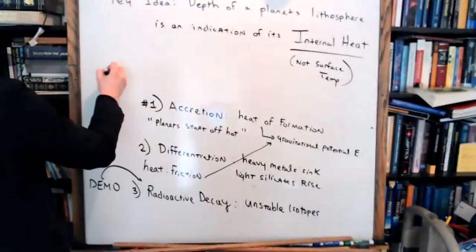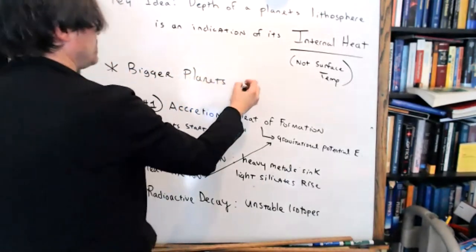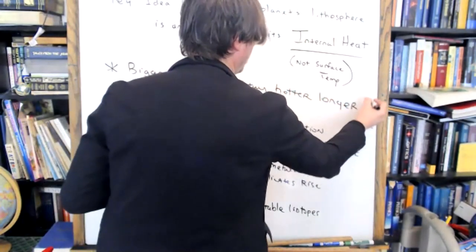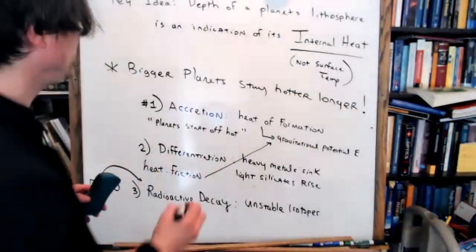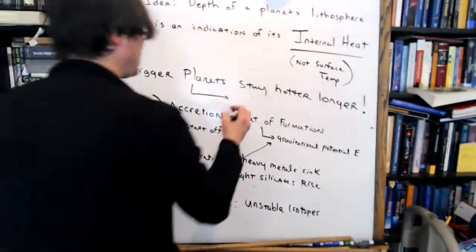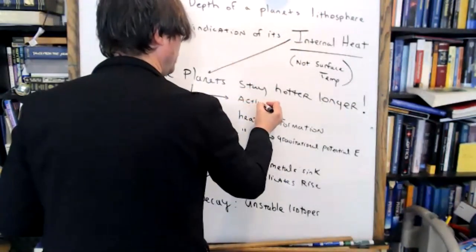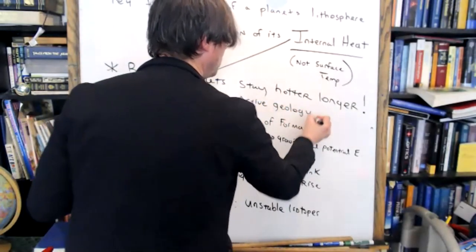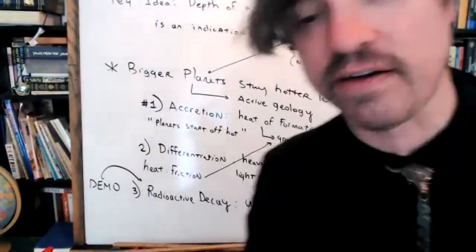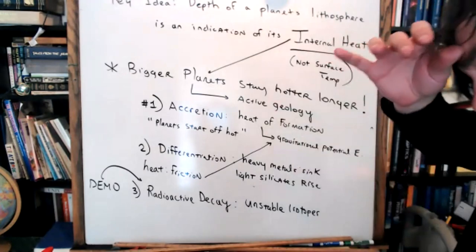Final point of the day right here. Bigger planets stay hotter longer, okay? And why does that matter? It's going to turn out that the more internal heat you have, the more active geology you have, okay? So warm interiors, internal heat, lead to active geology. More volcanoes, more earthquakes, more atmospheres, more all of the cool stuff that makes life possible on Earth. Next time, we'll flush these ideas out a little more.